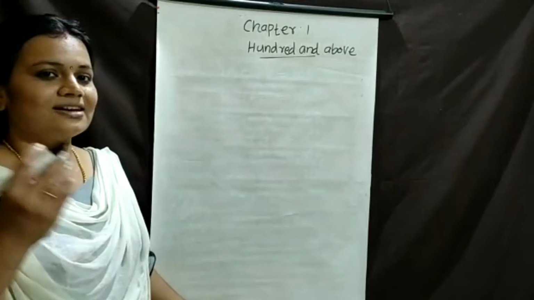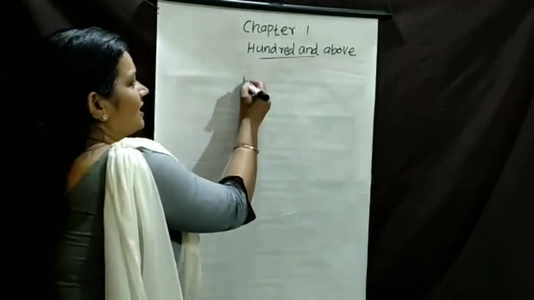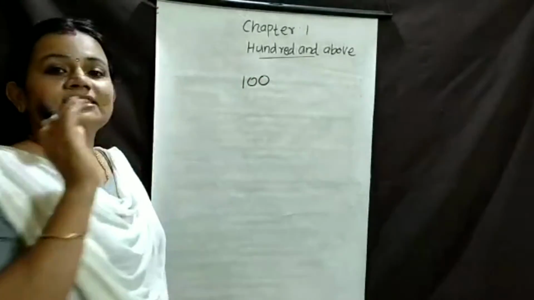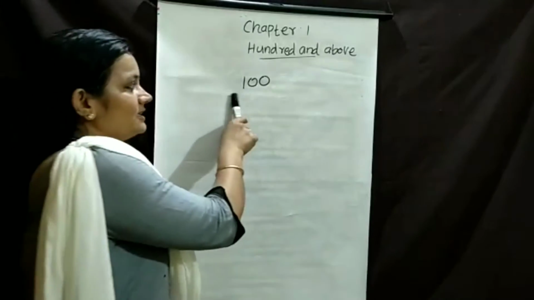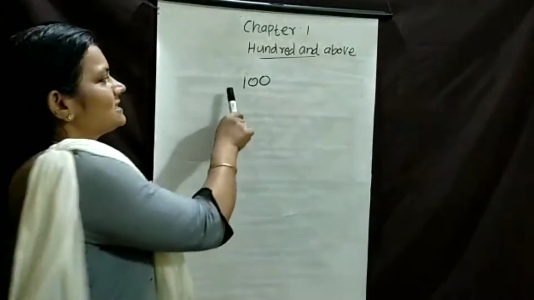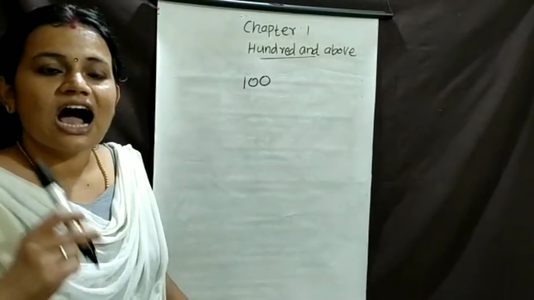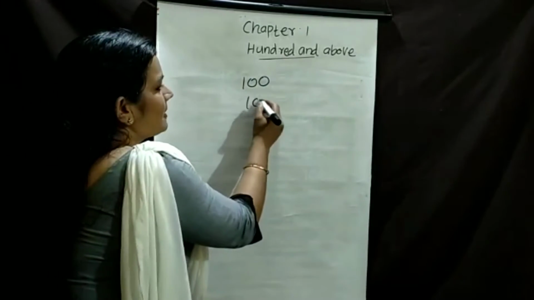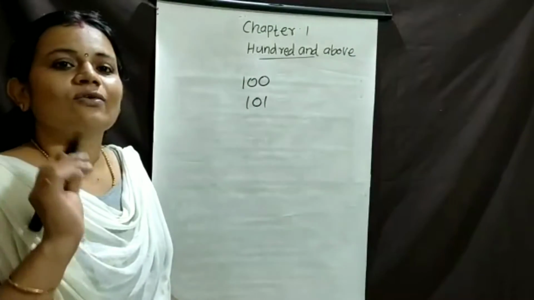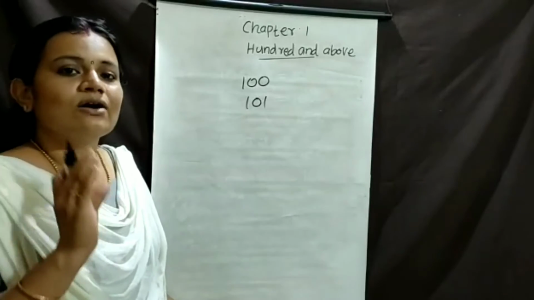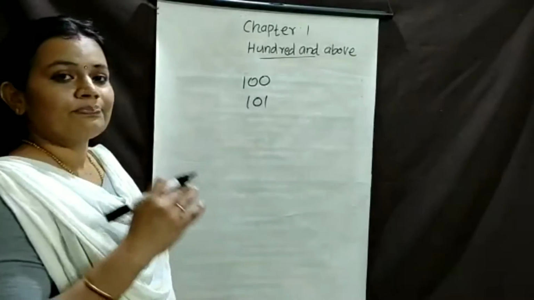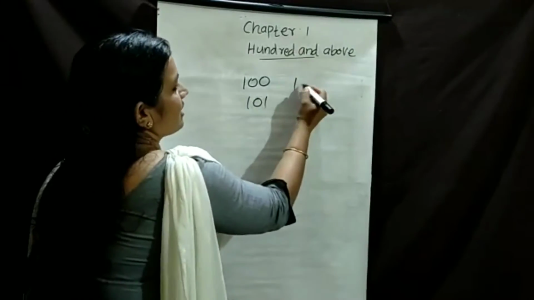First we have learned what? 100. 100 is the first 3-digit number. All of you read this. Can you read this number? This is 100. You read this number. 101. Next, I'll write one number.